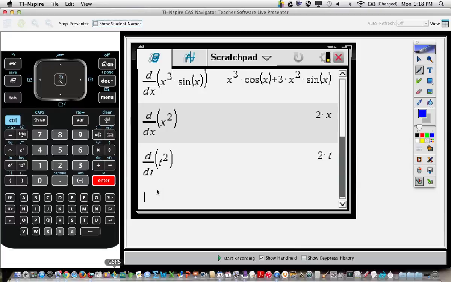Okay? And the derivative is 2t, right? It's not surprising. The derivative with respect to t of t squared is 2t. So it doesn't have to be x's, it could be any letter we want. Okay, one more time, Cody.